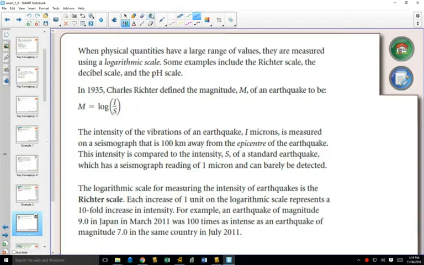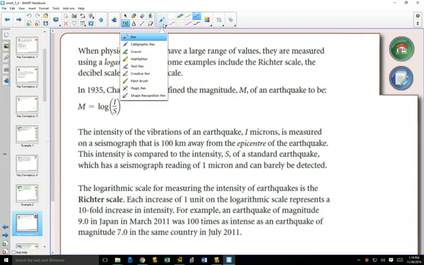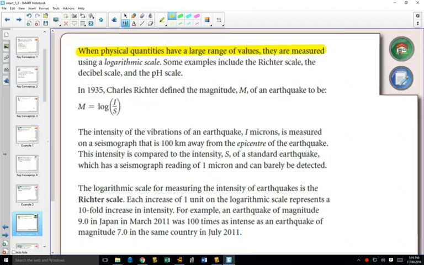Page 433. So there's some important things we can highlight here. When things take on a huge range of values, then we need to use a logarithmic scale. Some examples include the Richter scale, the decibel scale, and the pH scale. And all of these things could be on your exam.